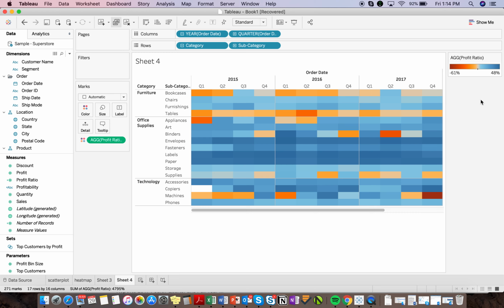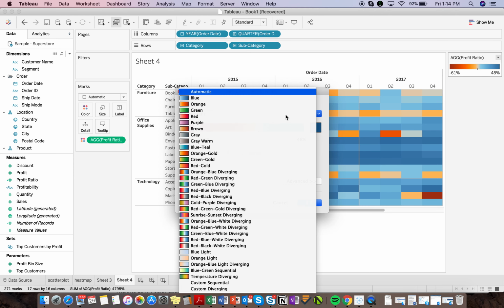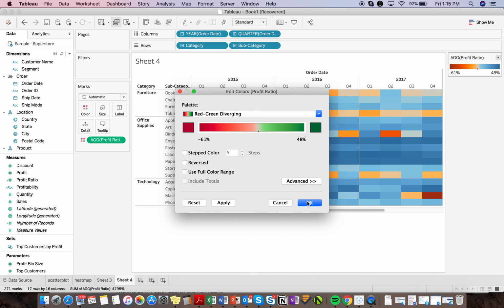But from a business perspective, yes, red does indicate a negative profit ratio, but blue does not seem to be very intuitive. And if you would like to change it to green to indicate a positive profit, this is how we will do it. You go to edit colors. Here you can choose a range of colors. So you would not like to choose something like red and blue, or red and gray. Gray is quite dull, right? So you like to change red to green.